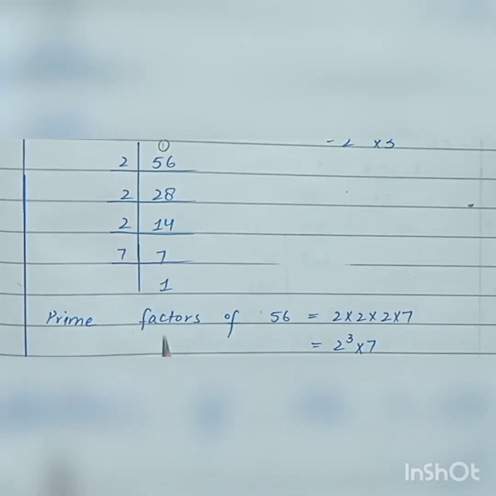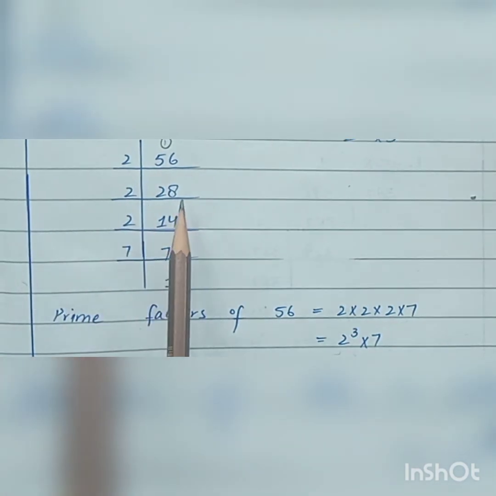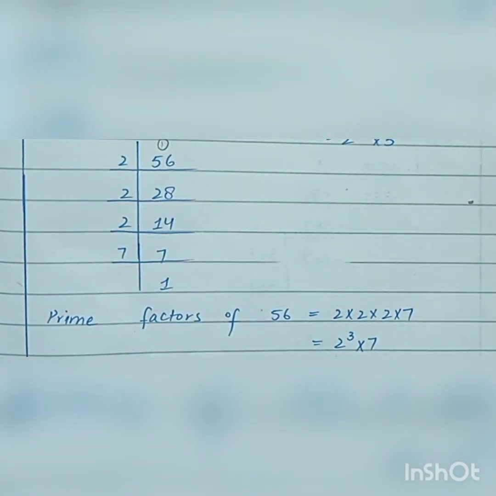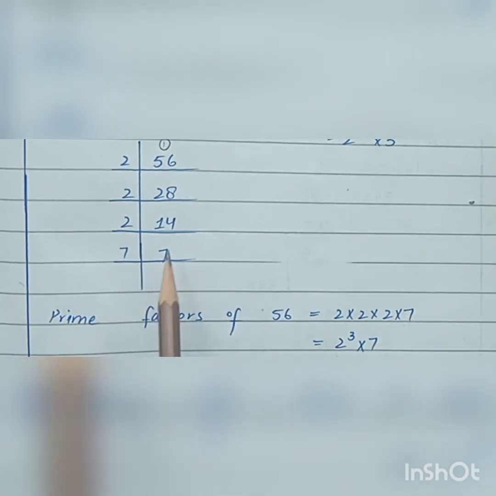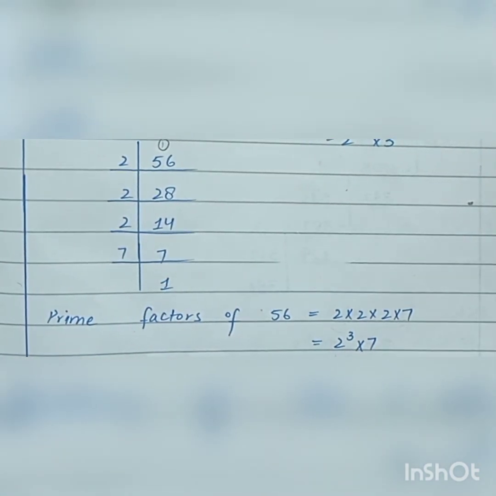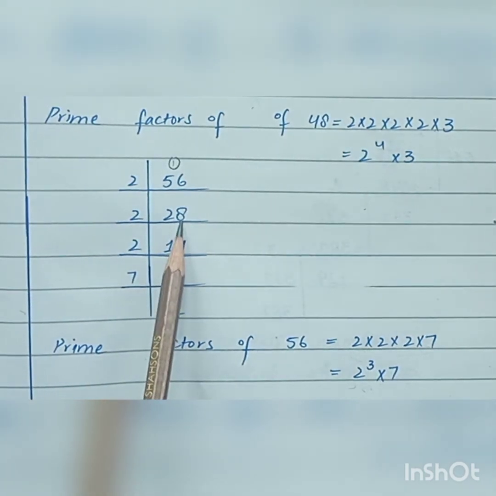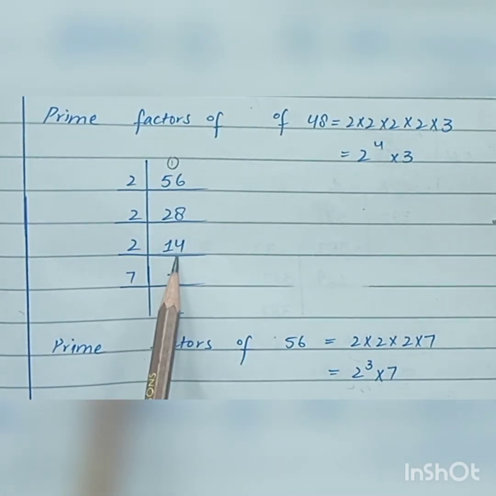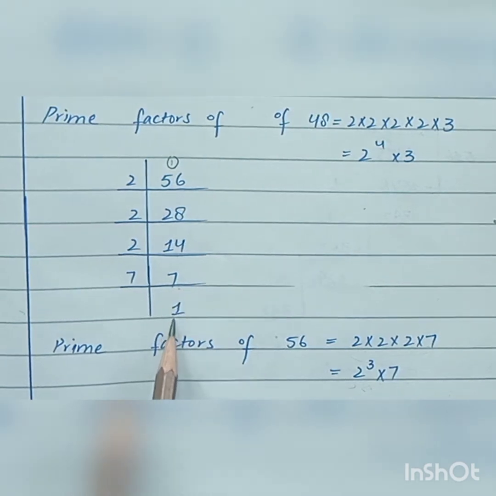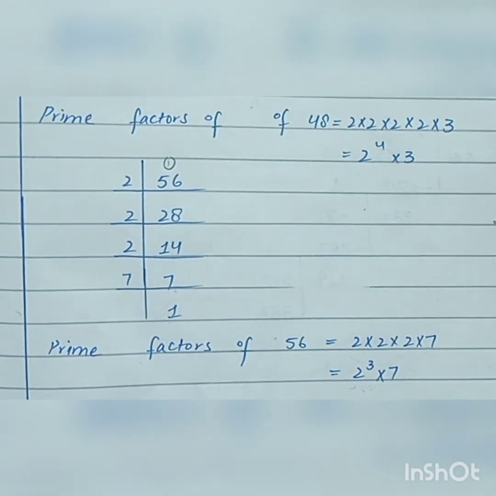Next, find the prime factors of 56. 2 2s are 4, 2 8s are 16, 2 1s are 2, 2 4s are 8, 2 7s are 14 and 7 1s are 7. These are the prime factors of 56.